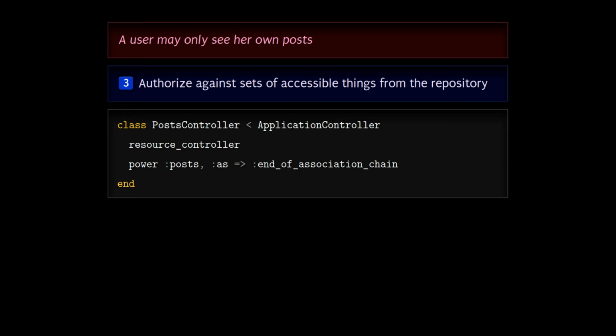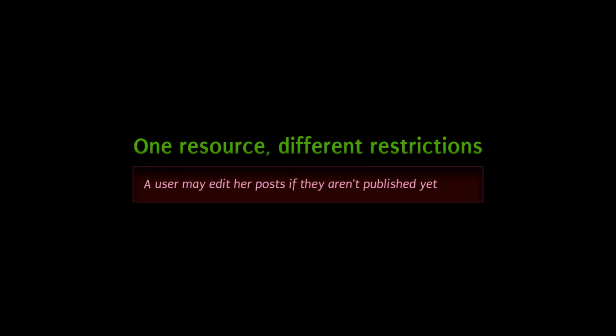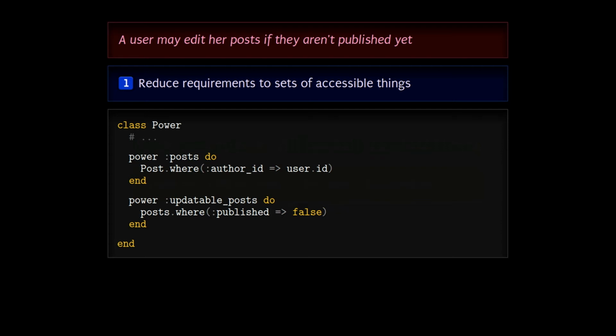Okay, so we move on to the next building block. We have one resource, but there are different ways of working with that resource, like reading, updating, destroying, and we have different permissions attached to that. For example, a user may see all the posts, but of those posts, she may edit those posts that aren't published yet. So again, we go back to our rules and reduce the requirement to a set of accessible things, and now we have two powers. We have the post power above, and we have a second power, updatable posts, that just changes the scope with another condition. It says, take all the scopes that the user is allowed to see, and then also make another condition that says only those that are not published.